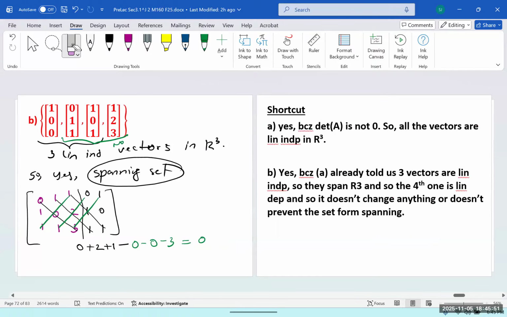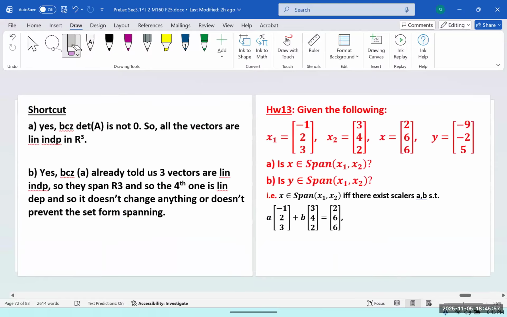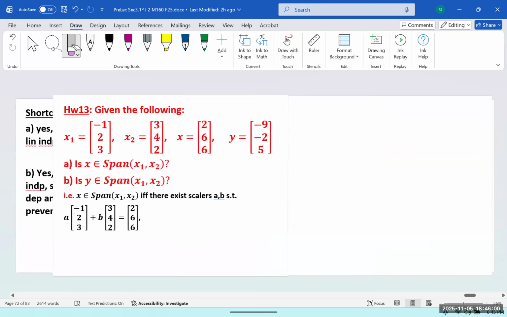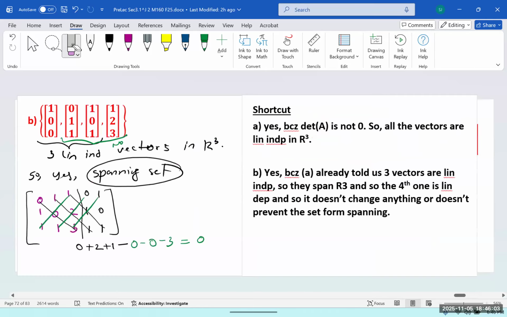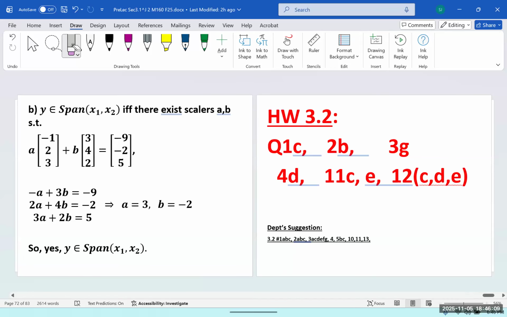So with this, I have one more question. We're going to go over this question in our next class. So with this, we will be done with 3.2. So you have your homework. The last question will not be inside this homework set. So you can start doing your homework. It's section 3.2, question 1C, 2B, 3G, 4D, 11CE, and 12CDE. The CDE ones are asking which set of vectors is a spanning set for R3 or R2, whatever. Okay. So start doing them.